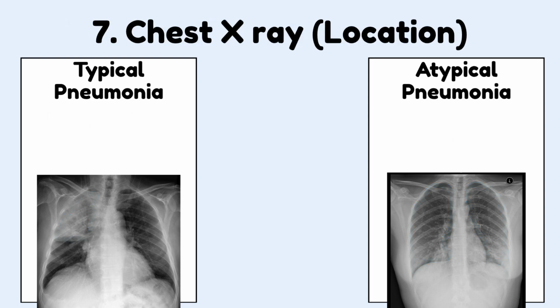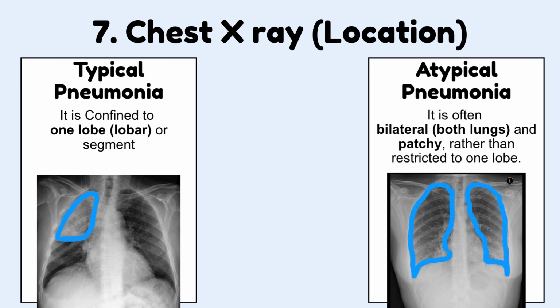Location on chest X-ray. Typical pneumonia is confined to one lobe, lobar, or segment. Atypical pneumonia is often bilateral, both lungs, and patchy, rather than restricted to one lobe.